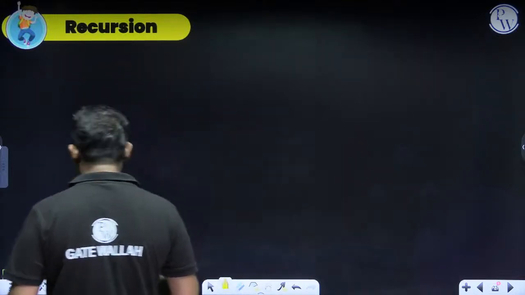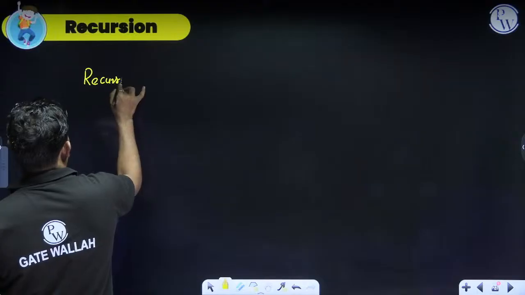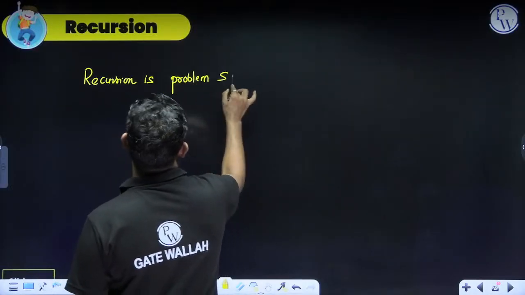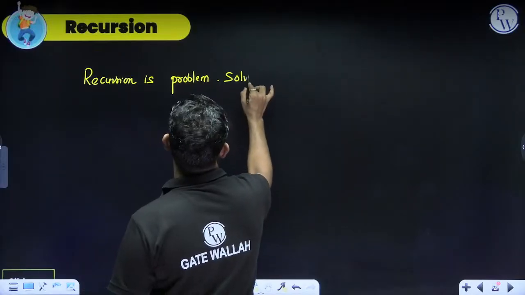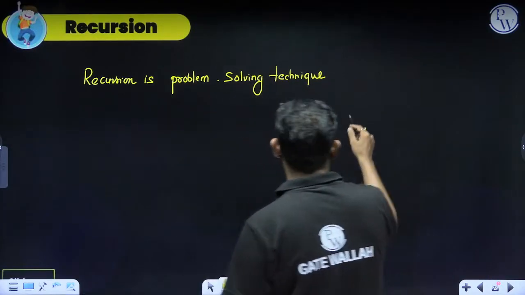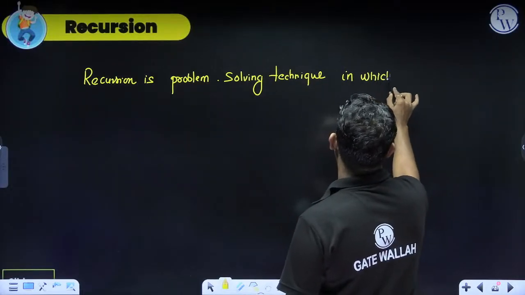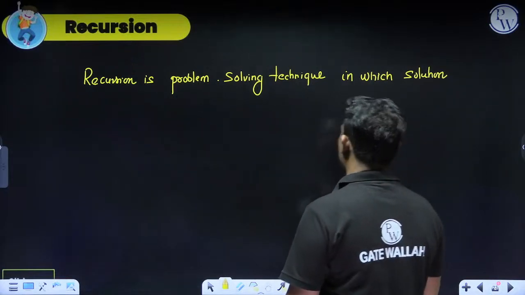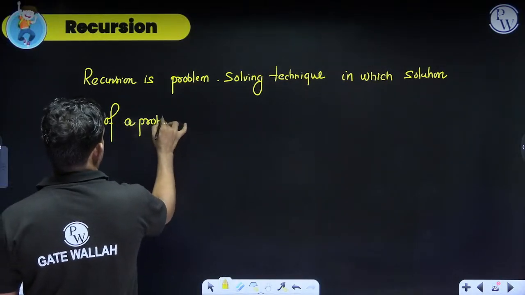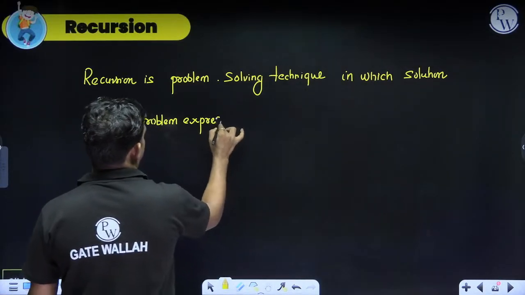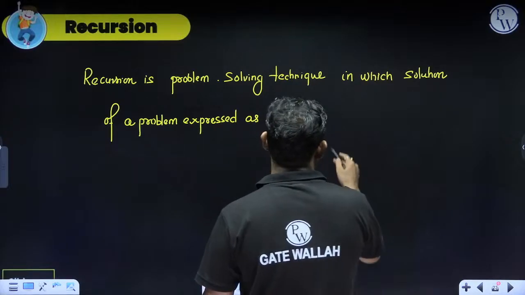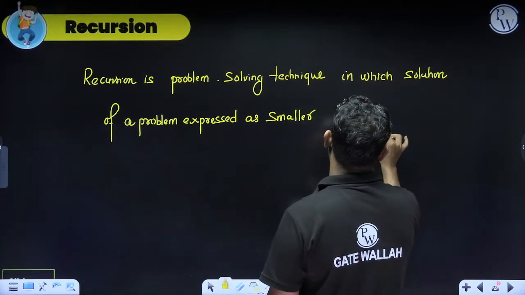Now, what is recursion exactly? Recursion is a problem solving technique in which the solution of a problem is expressed as smaller instances of the same problem.